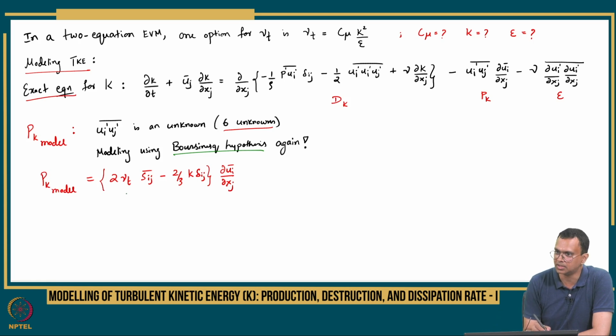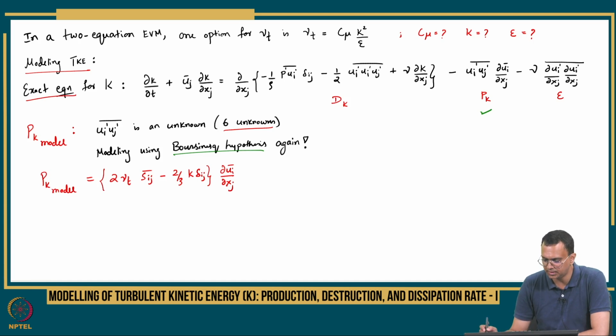Mu t is anyway one of the things that does not introduce any additional unknown here by closing Pk using Boussinesq. Mu t already exists, and we have figured out how to do that. Mean strain rate you have access to. Turbulence kinetic energy is what we are modeling right now. So it has not introduced any additional term than what we are already discussing. So this particular term is now taken care of. This is modeled, right? So now we look into the diffusion rates.